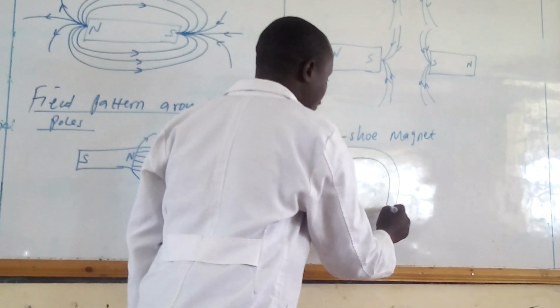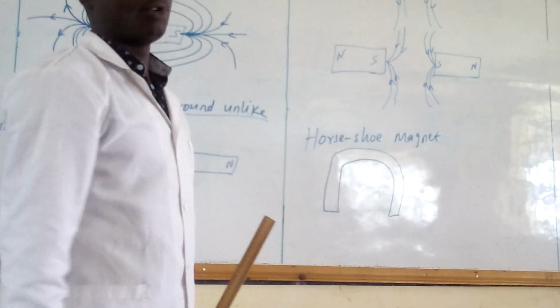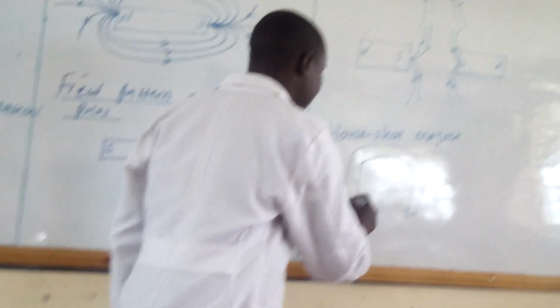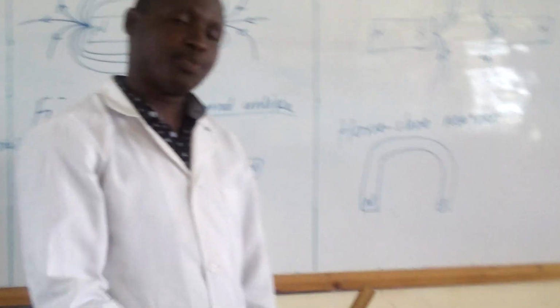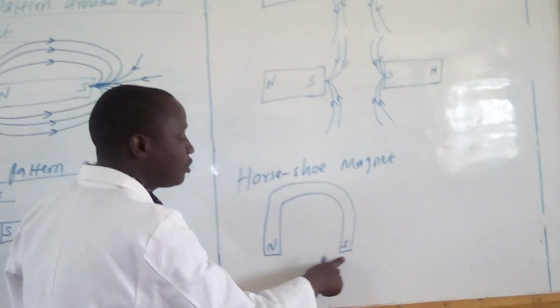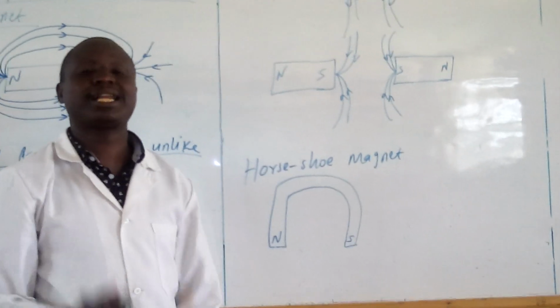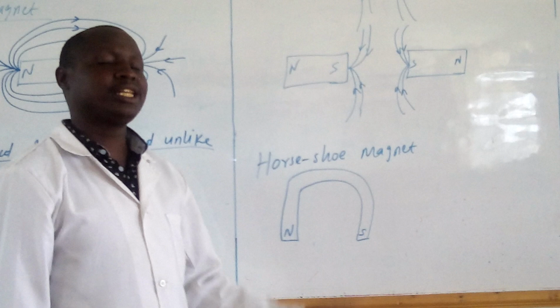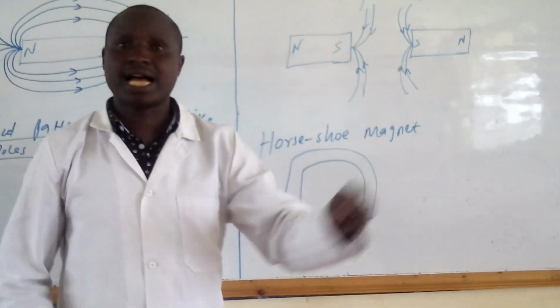This one is a horseshoe magnet. It also has two poles, a north pole and a south pole. Because this one is north and this one is south, the magnetic field lines always originate from the north pole and end at the south pole.